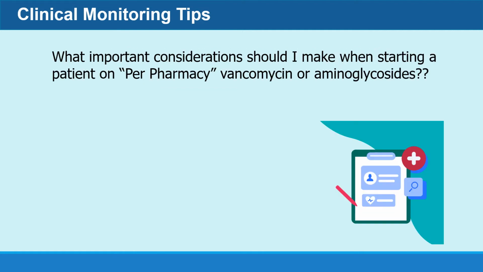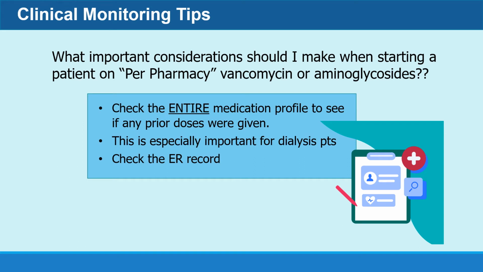What important considerations should I make when I start a patient on per pharmacy vancomycin or aminoglycosides? It's very important to check the entire medication profile to see if any prior doses were given. This is especially important for dialysis patients. And it's also important to check the emergency record too to see if any medications were given in the emergency room.